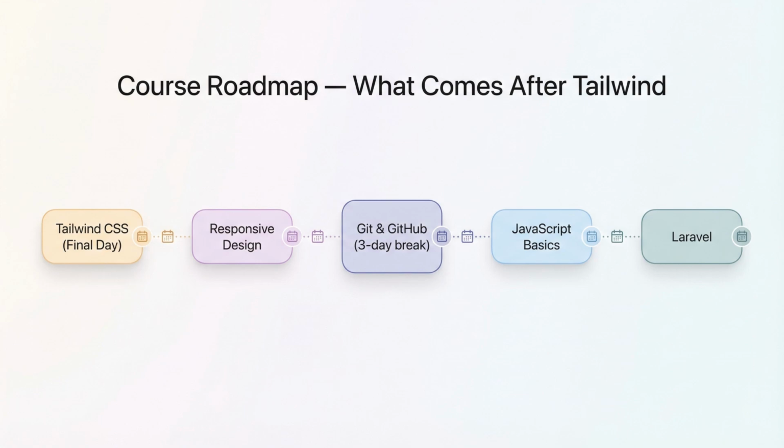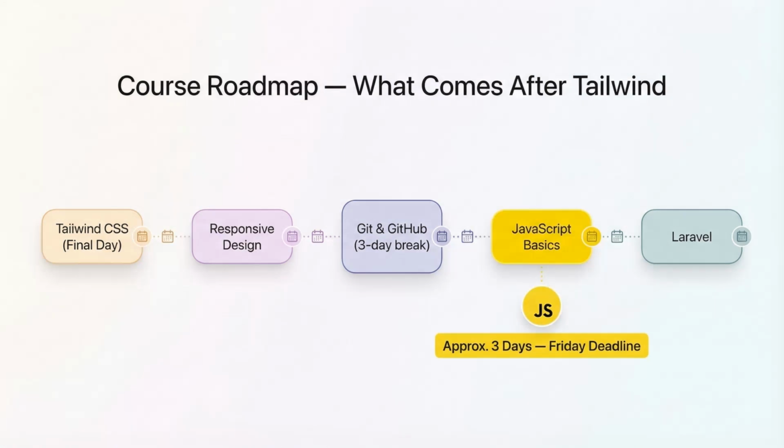After that, a 3-day break begins, during which Git and GitHub video content will be shared for students to study independently. After the break, JavaScript begins, and the instructor sets a target of covering the JavaScript basics by Friday. That's roughly 3 days of JavaScript. It's described as getting progressively more challenging from here on, so students are encouraged to keep up with the pace rather than letting material accumulate.